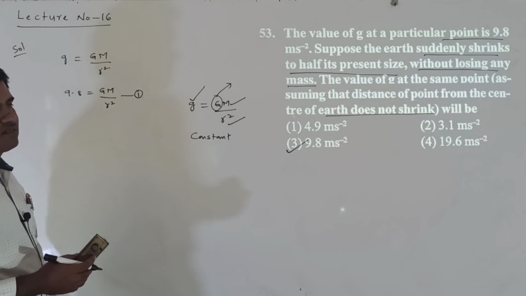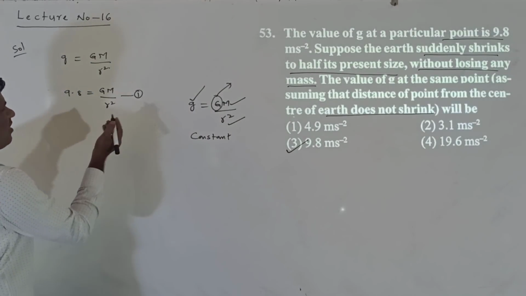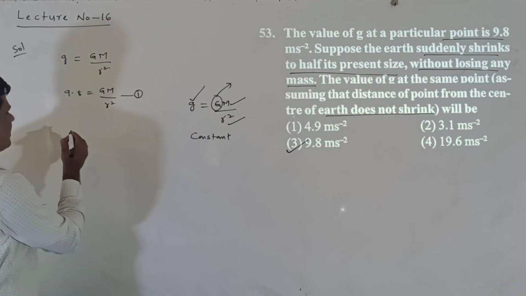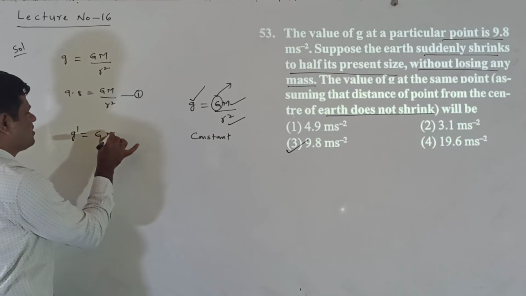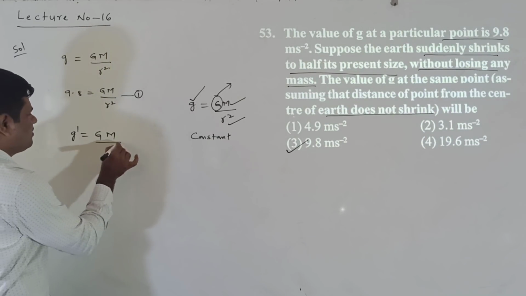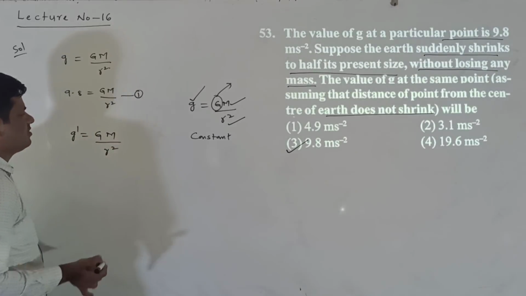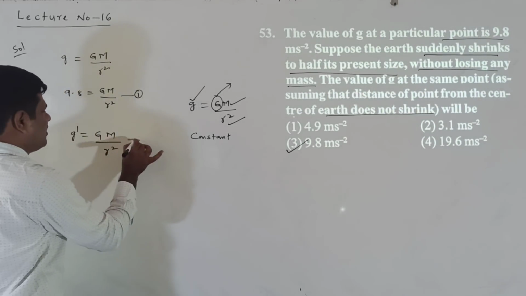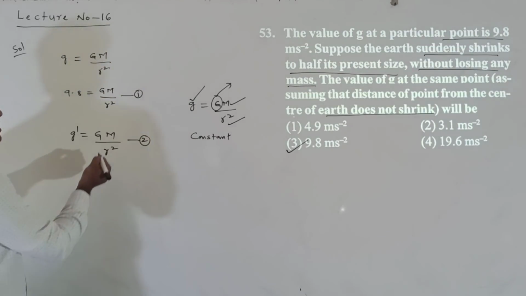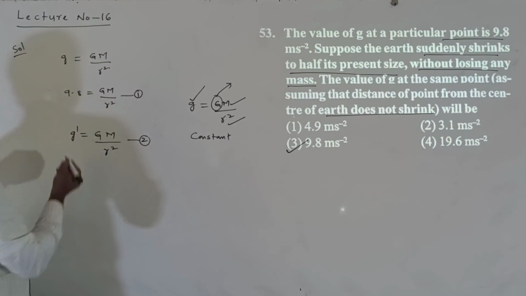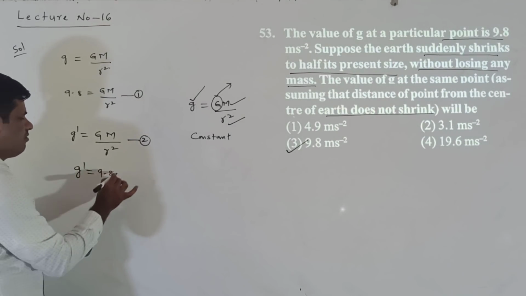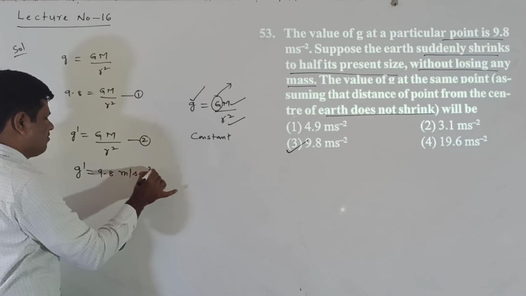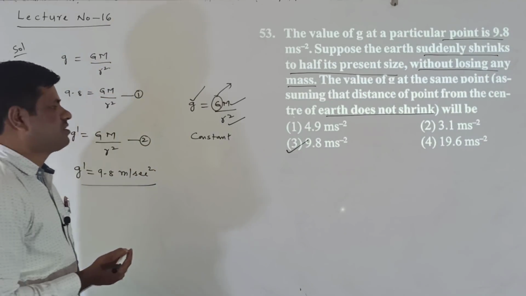9.8 is equal to Gm by r square, equation 1. Here mass cannot change. Next, I consider the g value as g dash. Mass cannot change, means same mass m. Distance cannot change, means same distance r, Gm by r square. This is equation number 2. See here. From equation 1, Gm by r square is equal to 9.8. So g dash is equal to what we are getting here? 9.8 meter per second square. Right. So which option is correct here?